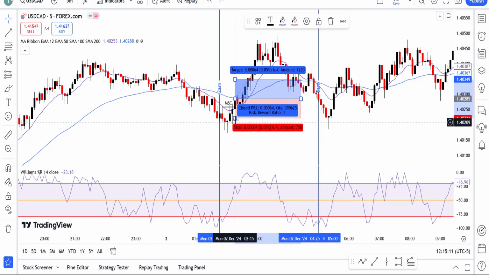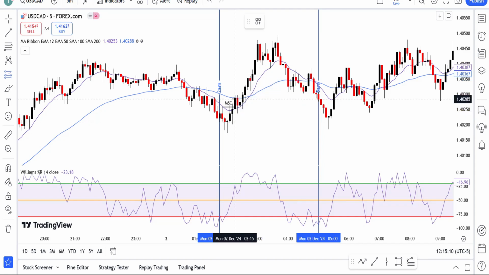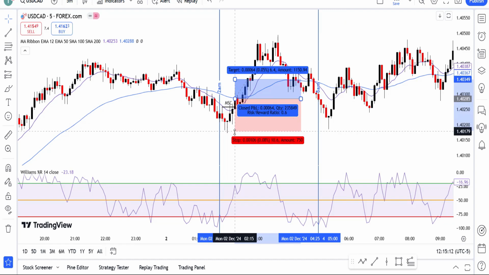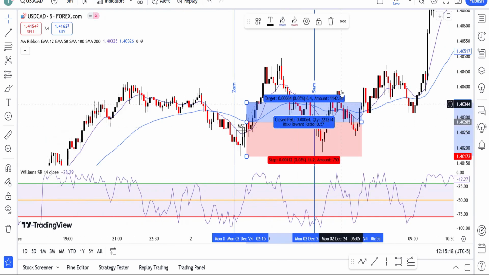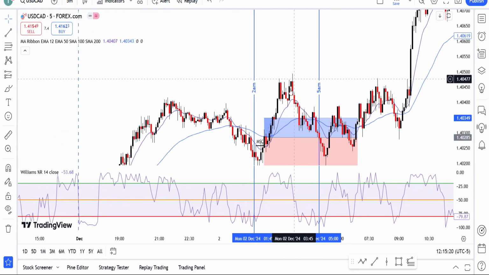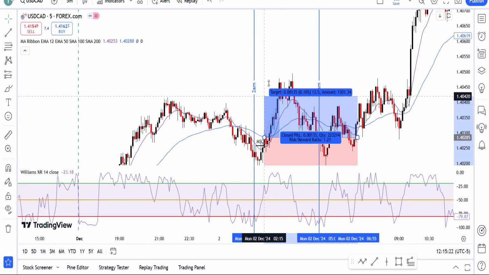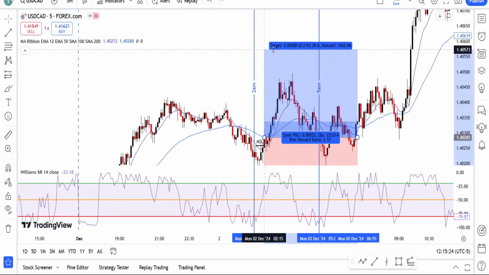Step 4. Risk management and patience. For our risk management, we set the stop loss just below the previous swing low to protect against unexpected reversals. Our target is set at a 1 to 3 risk-reward ratio, meaning we're aiming to make 3 times what we're risking. Now here's the critical part.